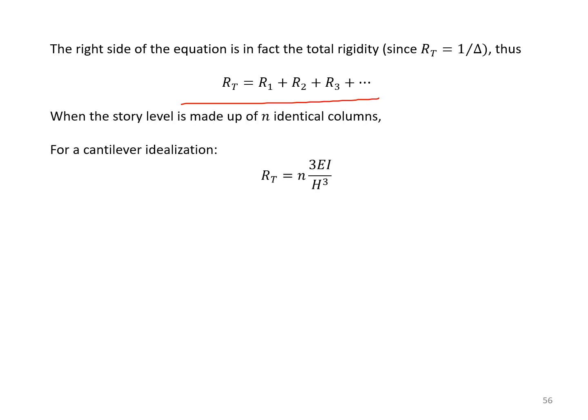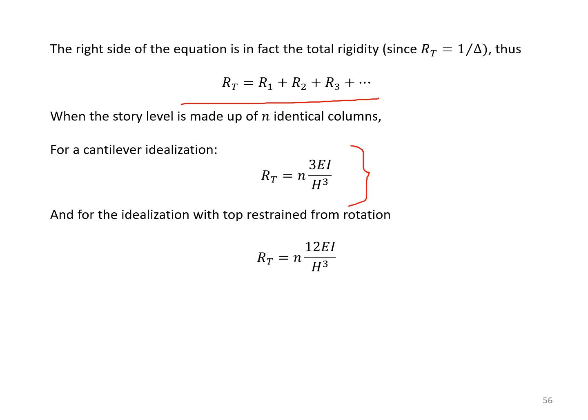All right. Now, if the columns, of course, are identical, if it is a cantilever idealization, it is n, the number of columns, multiplied by 3EI over h cubed. And if the top is restrained from movement, it is equal to n times 12 EI over h cubed.